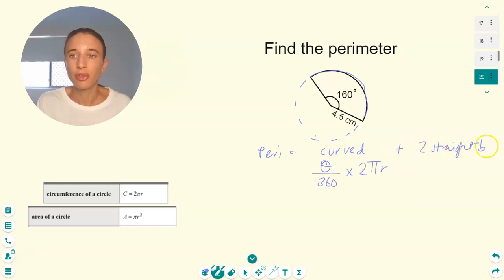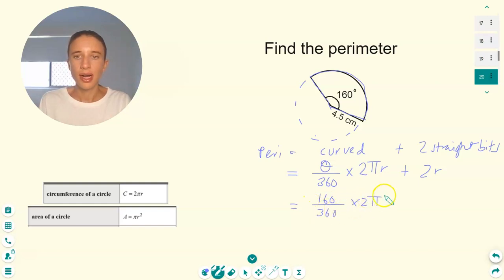You can write a wordy formula like that as your plan. So the curved part, fraction of a circle, and the 2 straight bits, well, that's the radius. So that's a radius, that's a radius. So 2r. And then we substitute in. So this theta is the angle inside the sector. So let's substitute. Times 2 pi times r is 4.5 plus 2 times 4.5, since there's 2 radiuses to walk around.